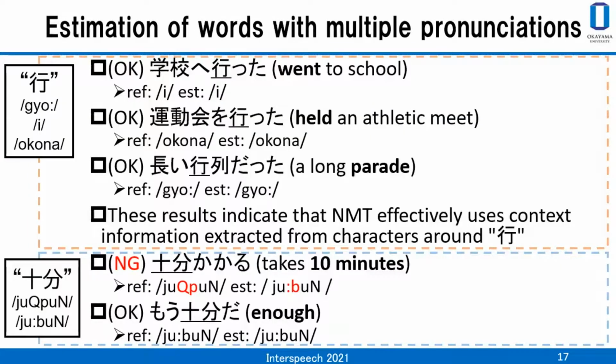This slide shows the estimated examples of kanji characters that have multiple corresponding pronunciations. In the case of the kanji character gyo, the results indicated that NMT effectively uses context information extracted from characters around gyo. On the other hand, in the case of Japane, the proposed model failed to estimate appropriate phonetic information. This is mainly because of shortage of training data. We might need more data that contains Japane.